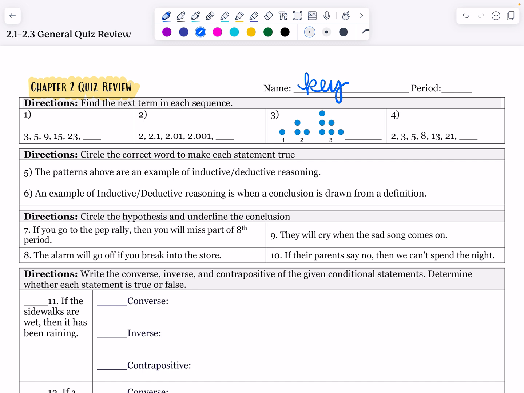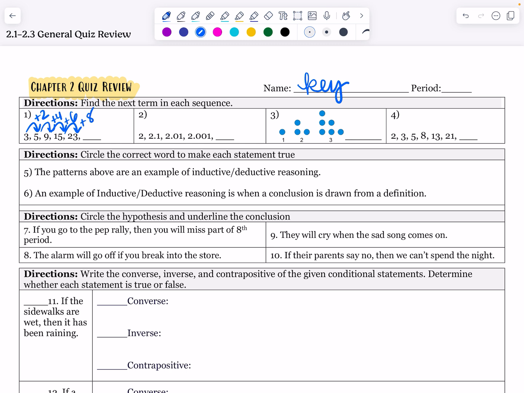So the first thing I noticed in number 1 is that these numbers are increasing: 3, 5, 9, 15, 23. And so we're going to see, is there a number that they are adding each time, or is there a number that they are multiplying by each time? So let's just check. From 3 to 5, I increase 2. From 5 to 9, I increase 4. From 9 to 15, I increase 6. And then from 15 to 23, I increase 8.